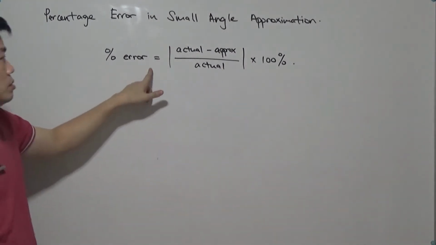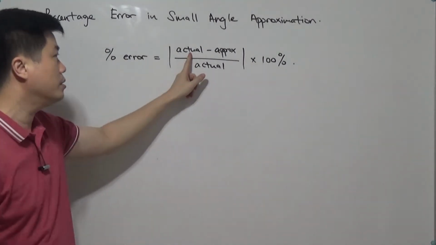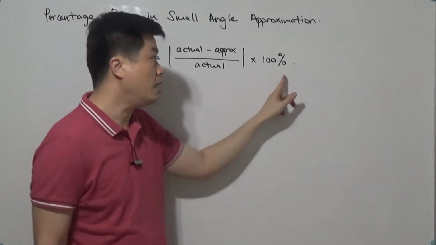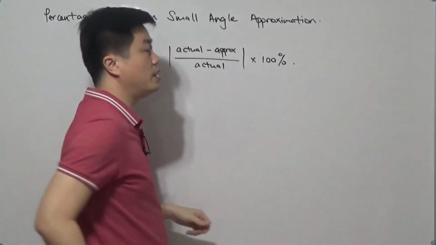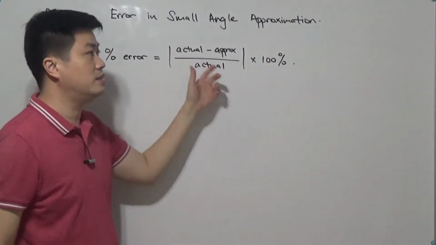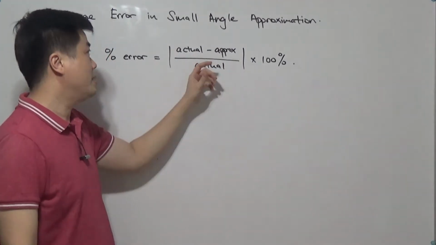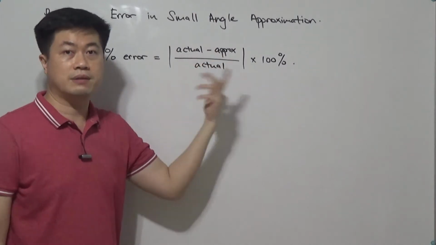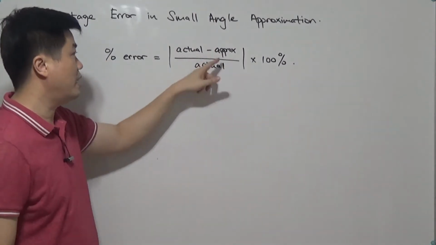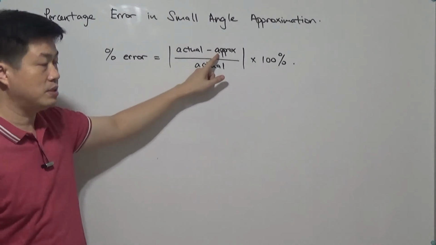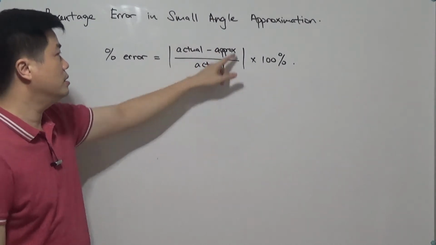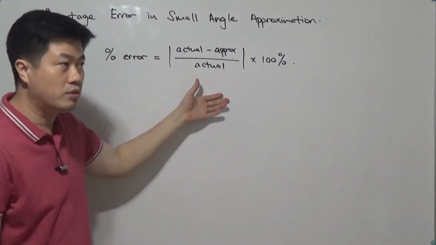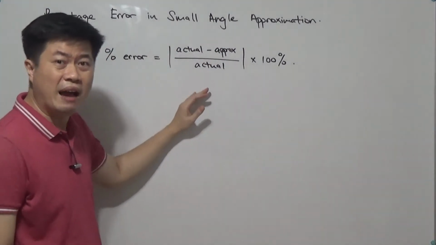Percentage error equals the modulus of the actual value minus the approximated value, over the actual value, times 100%, okay? The reason why we have the modulus is because we're not interested in the sign. That means we're not interested whether the approximation is larger or smaller than the actual value, because in the case of the approximated value being larger than the actual value, this without the modulus would be negative, right? And then we get a negative percentage error, but we usually don't want to have that, okay?